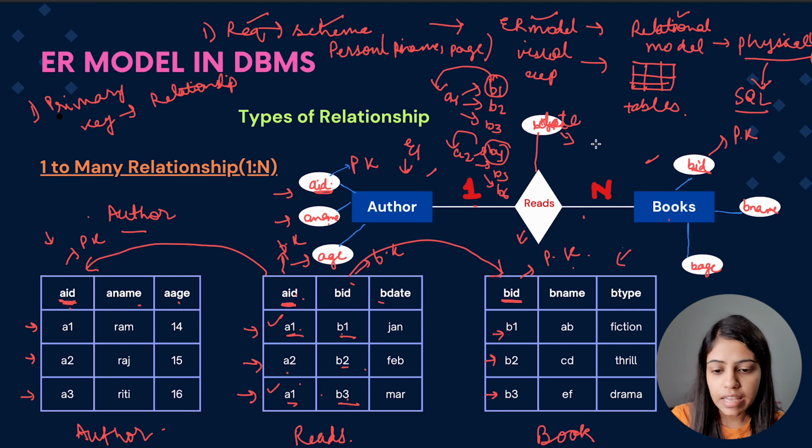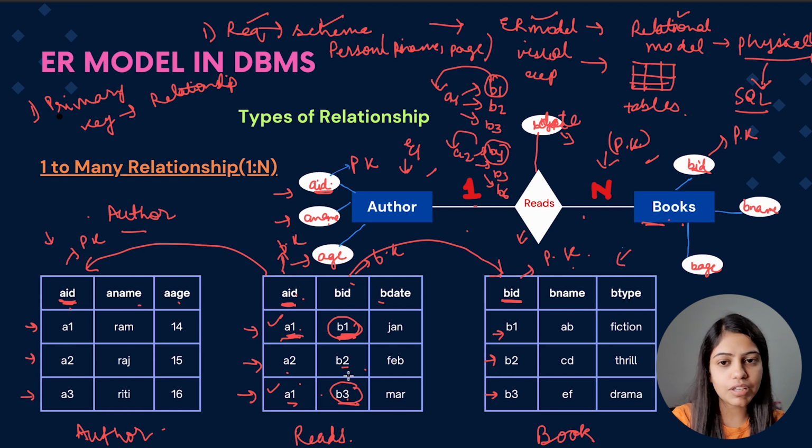So what we do is generally in the many side, the primary key always lies. So what is the many side? Books is the many side. So one author can publish many books. One author can publish B1, B2, B3, then another author can publish B4, B5. So basically one author can publish many books. A1 can publish B1 and B3.